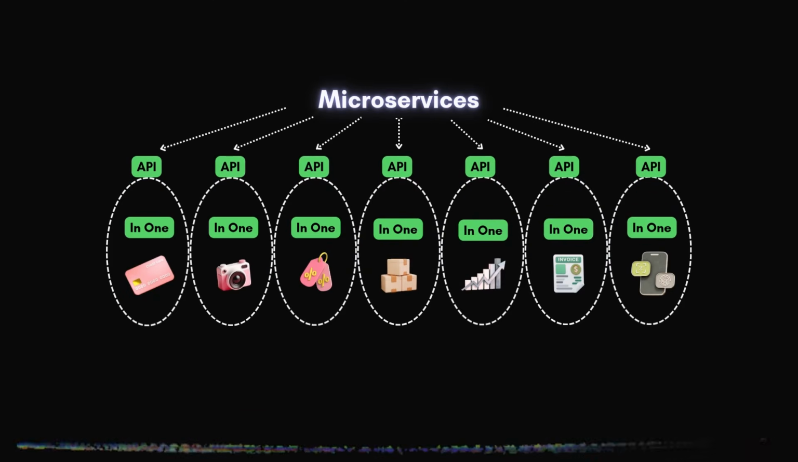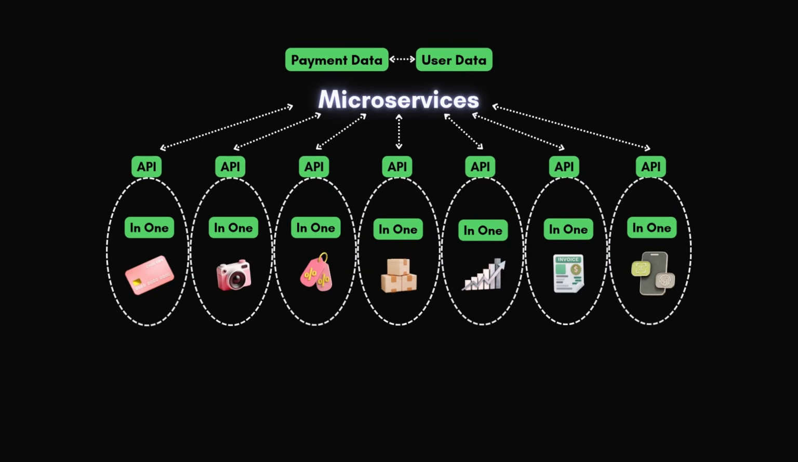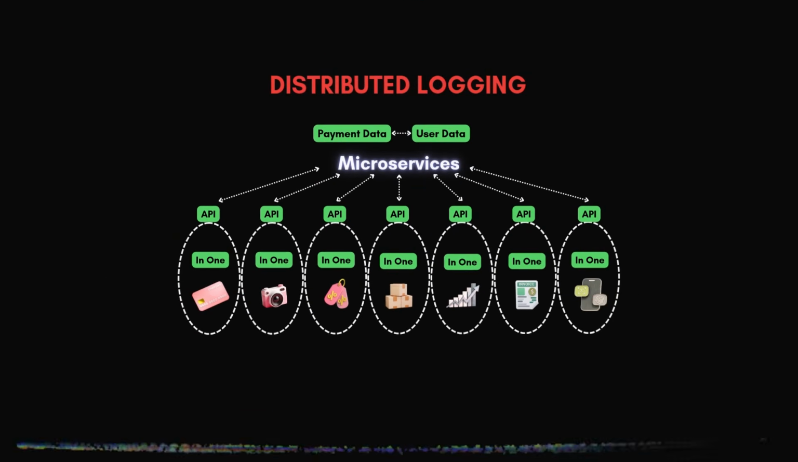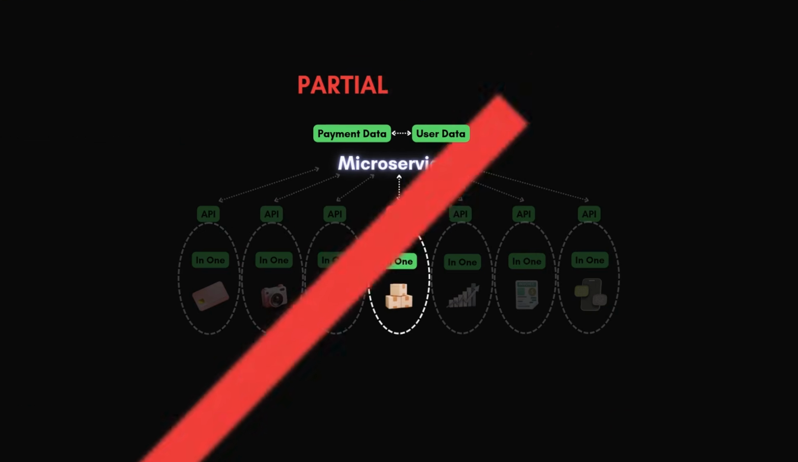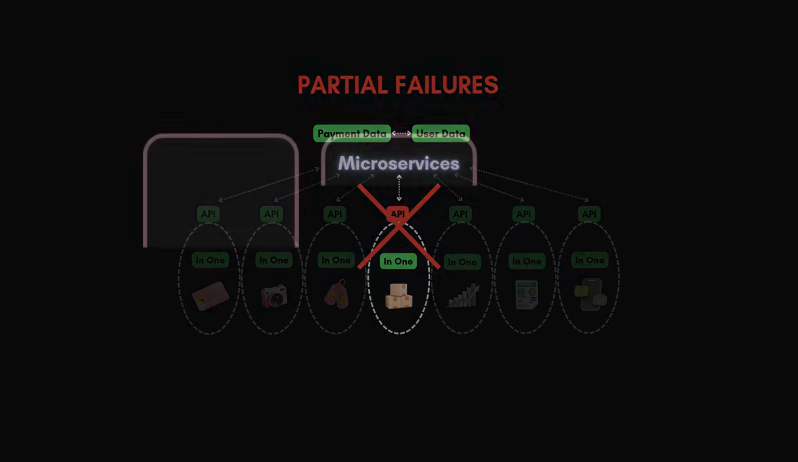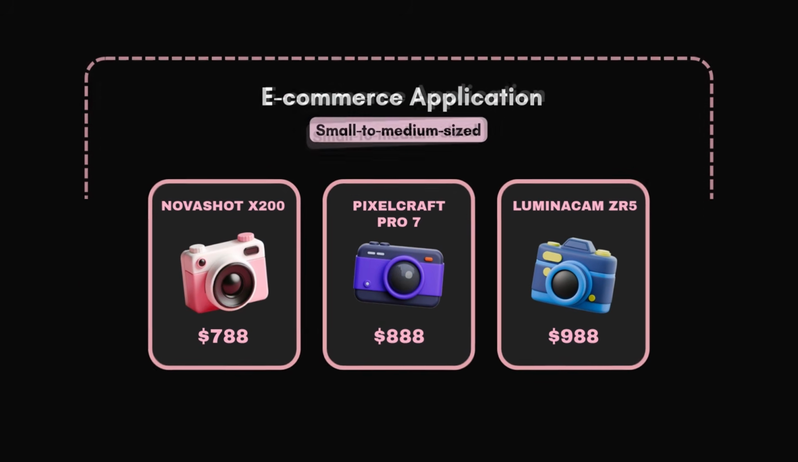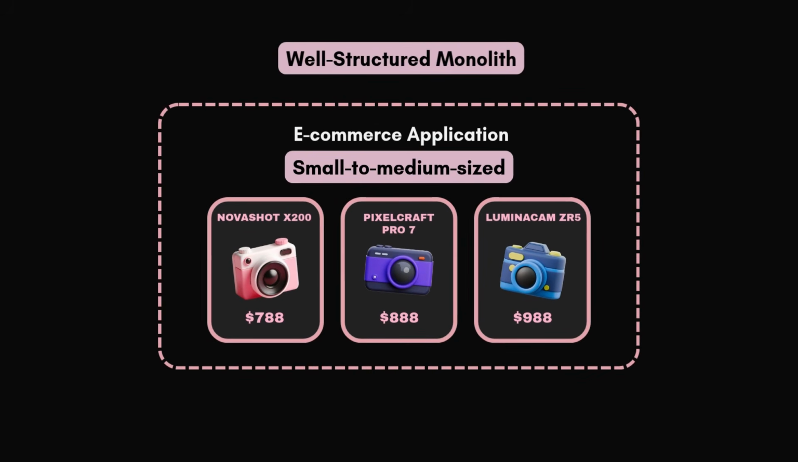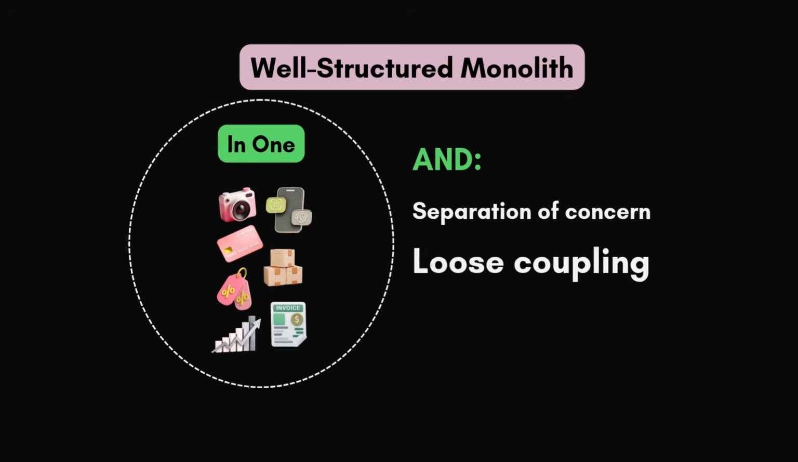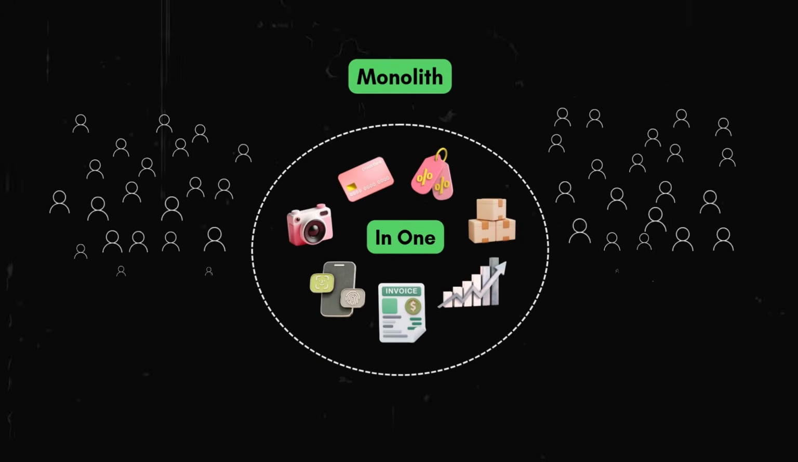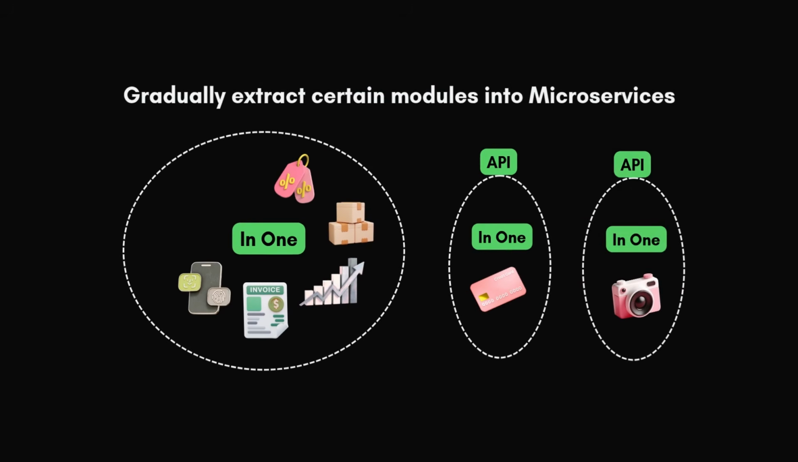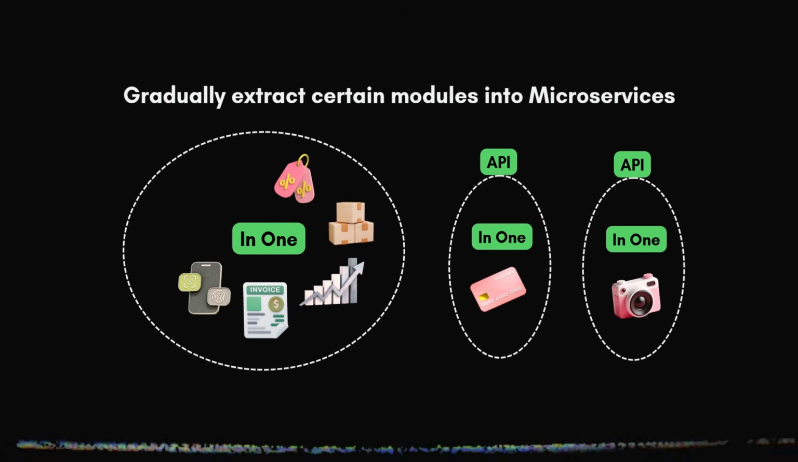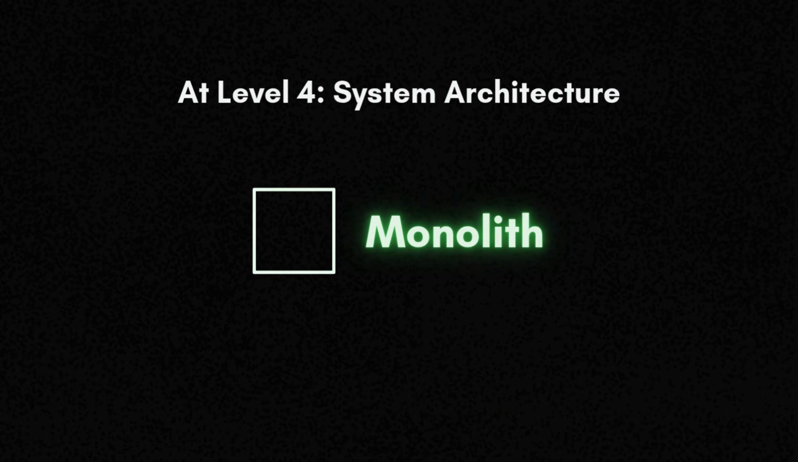Services need to communicate over the network. We need service discovery, distributed logging, API gateways, and we must deal with network latency and partial failures. So, for many small to medium projects, starting with a well-structured monolith is actually the smarter decision. And later, if the system grows large enough, we can gradually extract certain modules into microservices when there is a real business need. But now another problem appears.